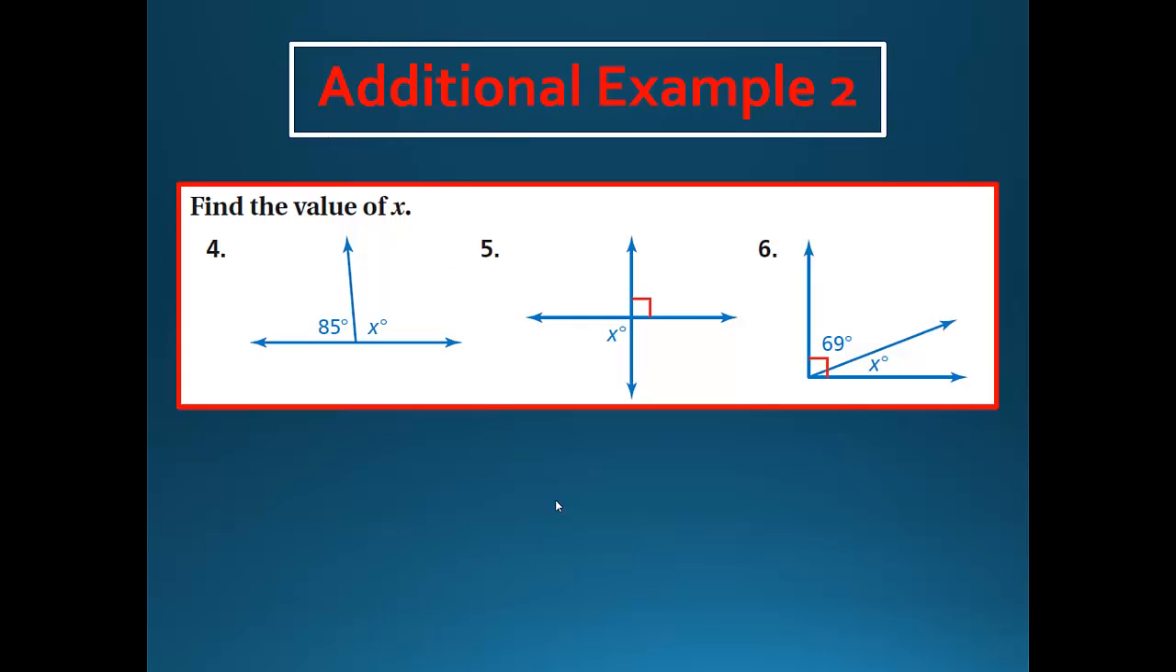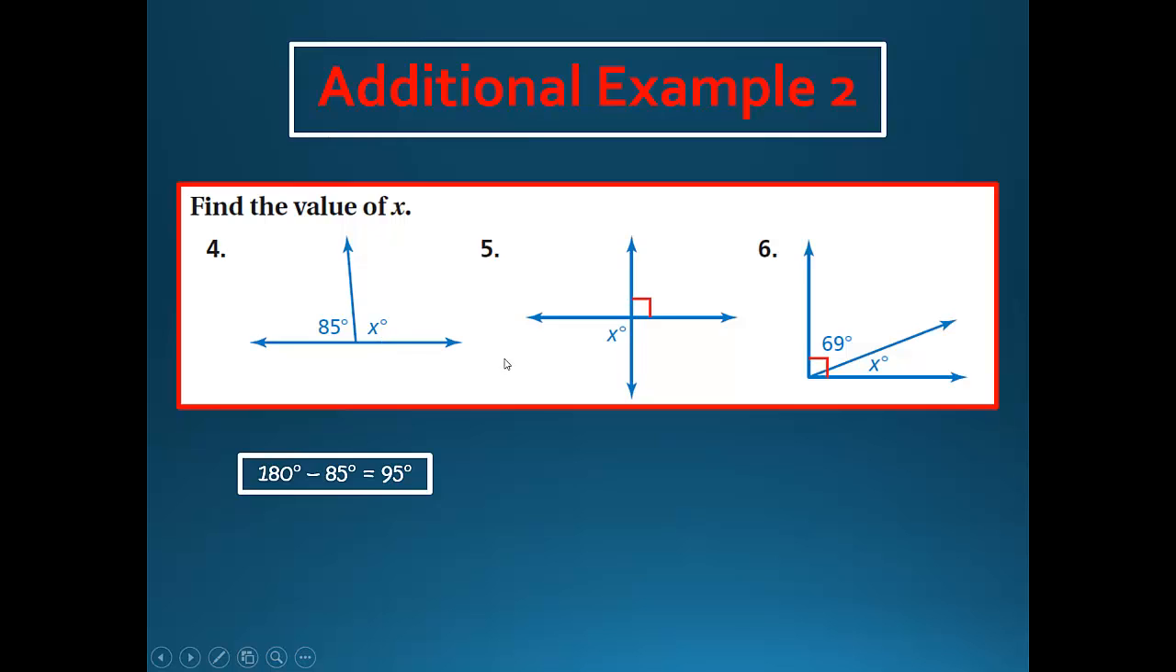Now we have an additional example. You can pause the video and try it on your own, or you may follow along. We're going to find the value of x. For number 4, our two angles form 180 degrees, or they are supplementary. So we would take 180 and subtract 85, and we would get 95 degrees. So x would equal 95 degrees.